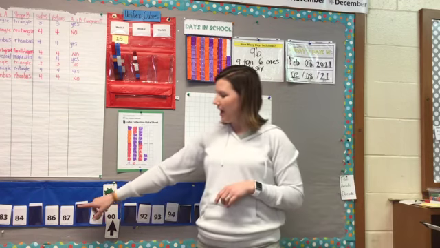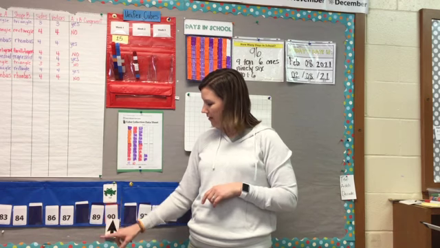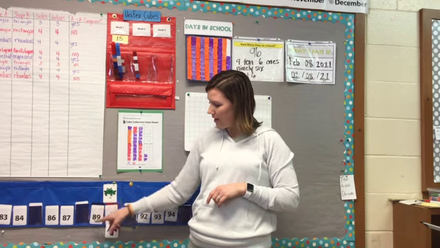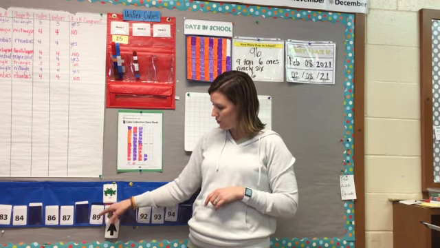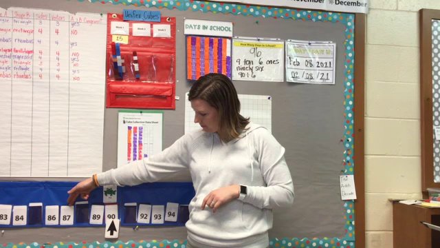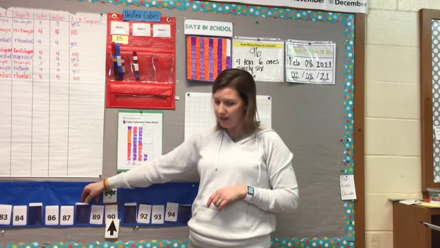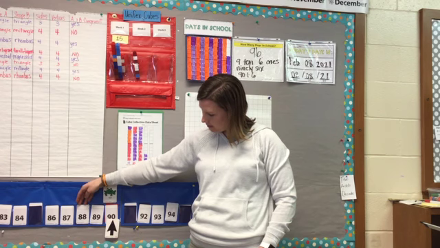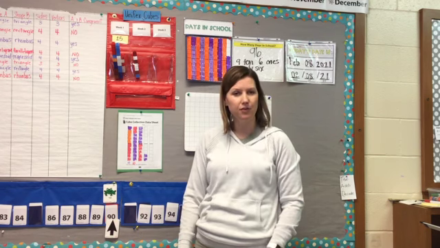What number comes after 87 and before 89? That number is in between those two, 87 and 89, 88. That one's in the middle. And that's everything for Number Corner.